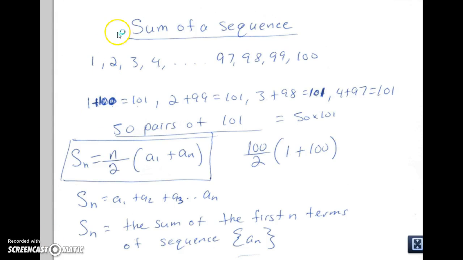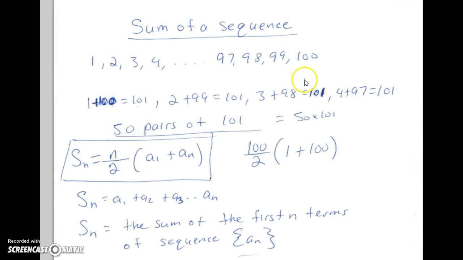All right, let's try this one. Let's review. Now we're going to talk about summing up sequences and using formulas, not using the calculator so much with the sigma notation. Here are the first 100 integers: 1, 2, 3, 4, dot, dot, dot, all the way up to 97, 98, 99, 100. And I showed my classes this.